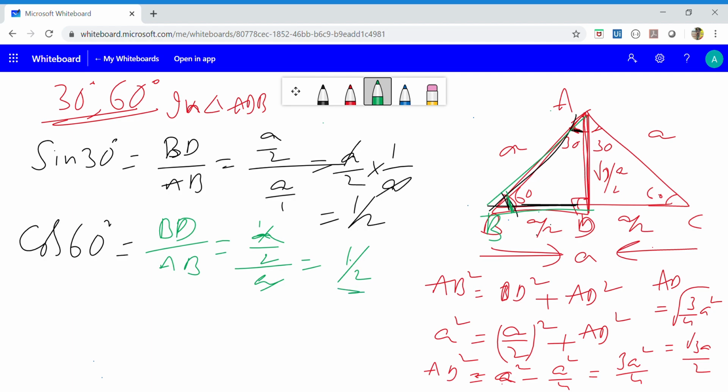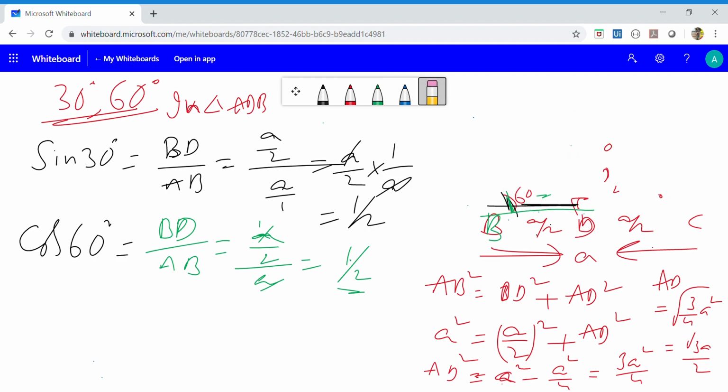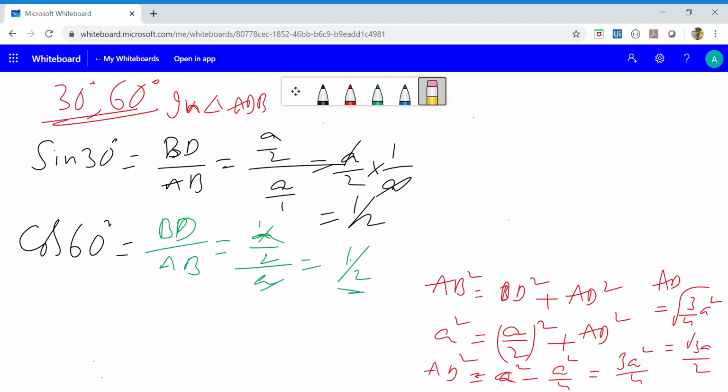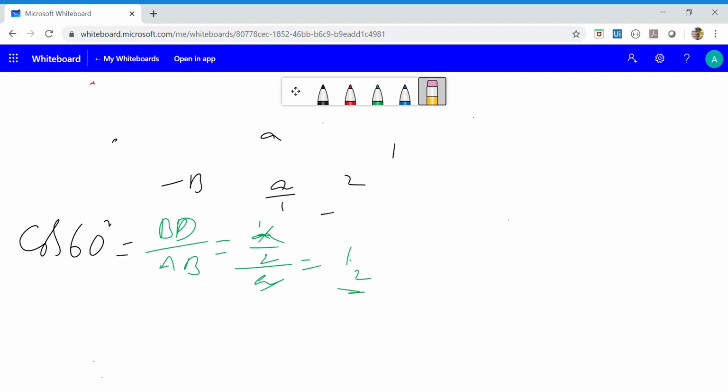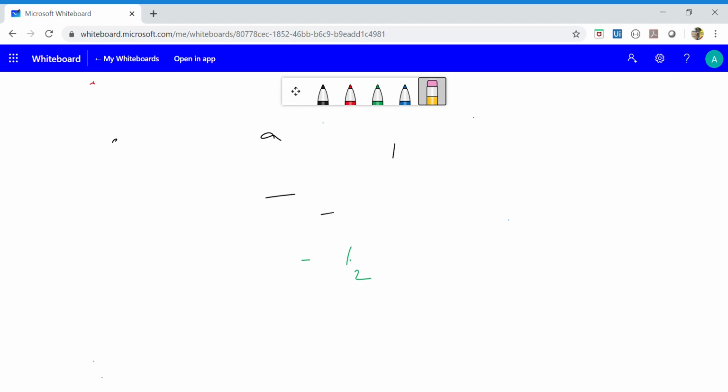Like that, whatever trigonometric ratio you want to find, you can find out for 30 degrees or for 60 degrees. Not only in triangle ADB, you can also find it in ADC. Like that, tan, cot, cosecant, secant, everything you can find out. I am just telling the concept of how to find the values, and in which triangle.